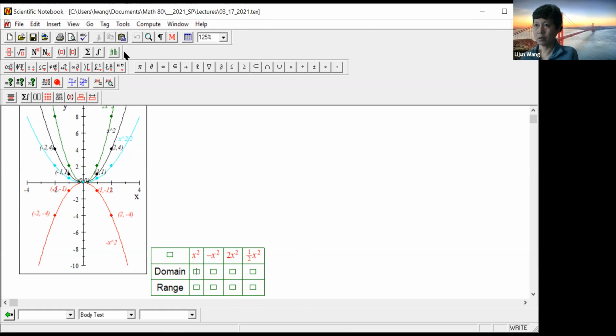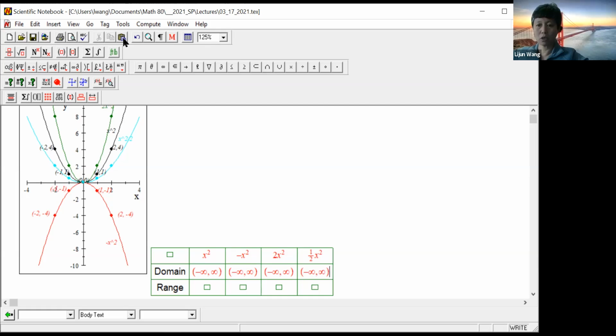Domain, all real numbers. No exceptions for all of these. All the same, right? So horizontally, the curves span indefinitely in both directions. Range, however: x squared, we know that it's greater than or equal to 0.